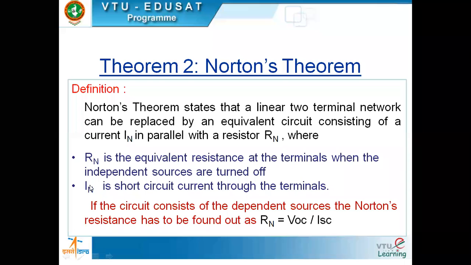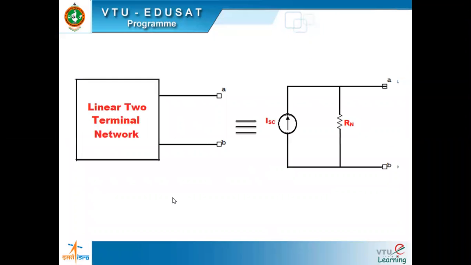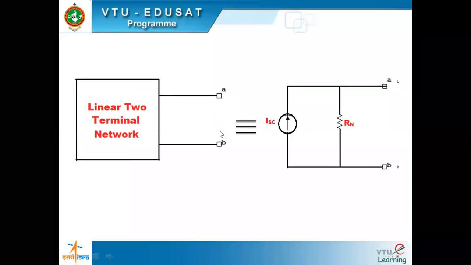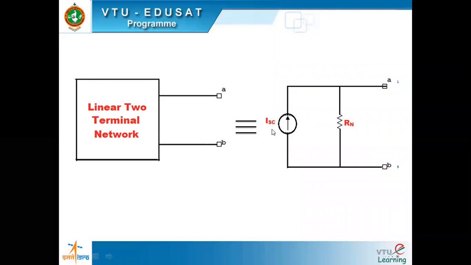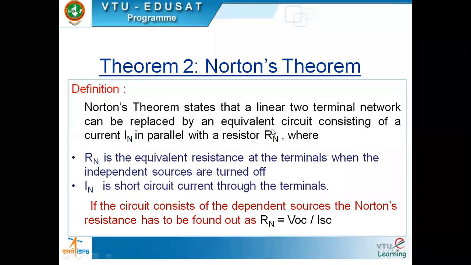So what is Norton's current? Norton's current is the short circuit current that flows through terminals A to B when they are shorted. What I mean is this. Suppose you short AB, okay? And the current that flows from A to B is called the short circuit current. That is your Norton's current. Understand? So this is your Norton's theorem.